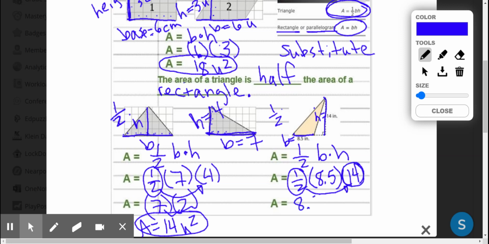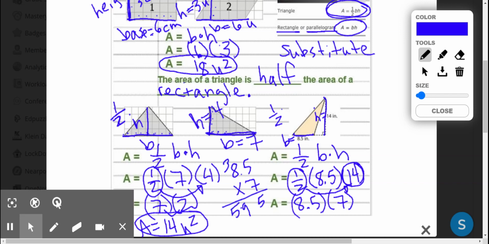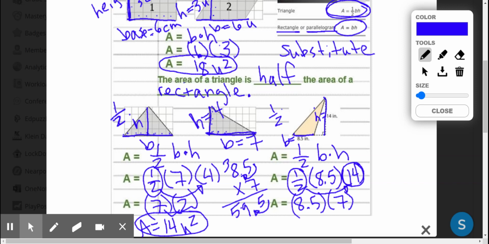So we'll put those two together. And so we've got 8.5 times 7. Half of 14 is 7. So we're going to set that up: 8.5 times 7. So we've got 7 times 5 is 35. Put the 5 down below, carry the 3. 7 times 8 is 56, plus 3 is 59. Do not forget your decimal. Count it, 1. And we're going to scoot it over just one spot. And so the area of this triangle is 59.5. Go back to your unit of measure: inches squared.